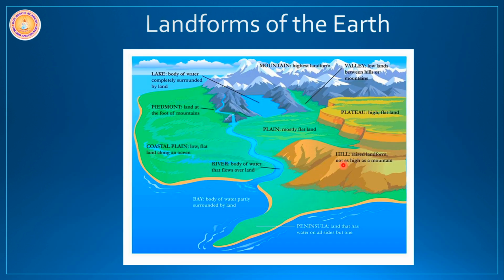As far as Rift Valley is concerned, we find Rift Valley in India also, between the Vindhyachal and the Satpura range, where the Narmada river flows.